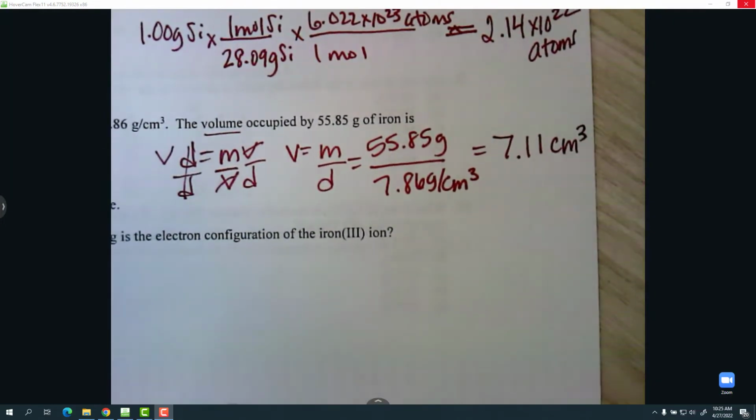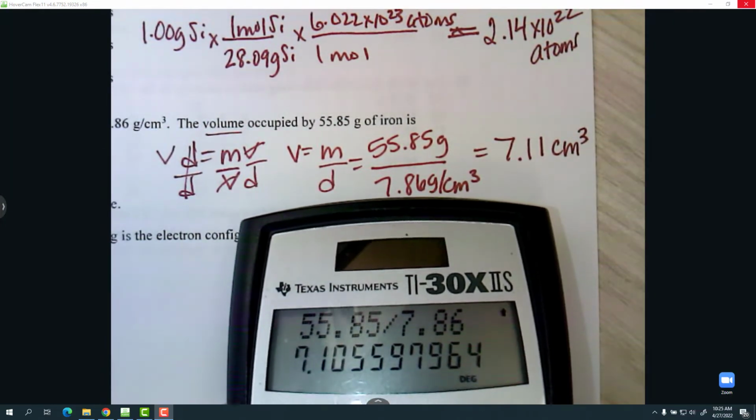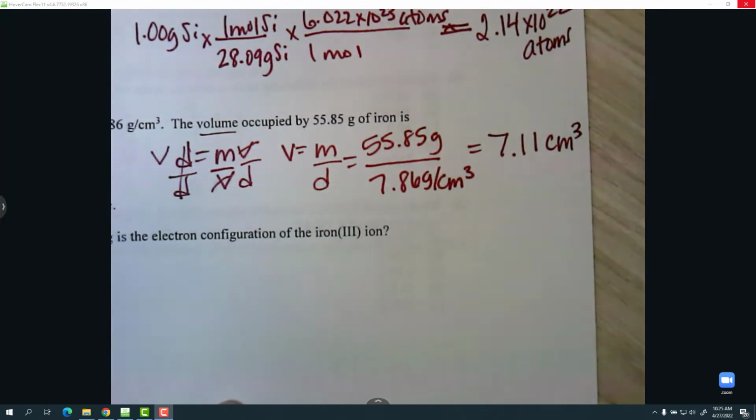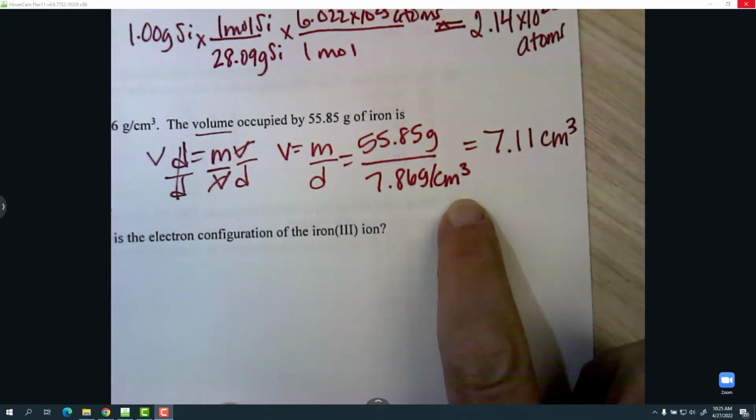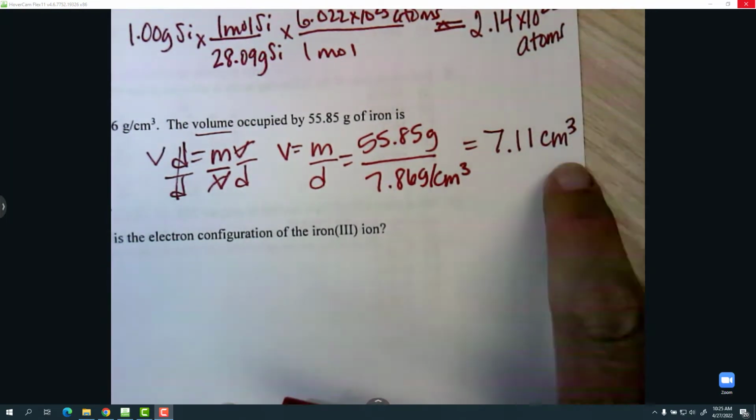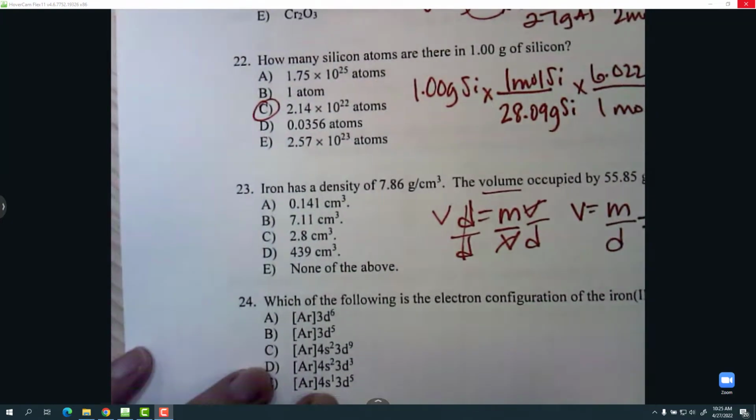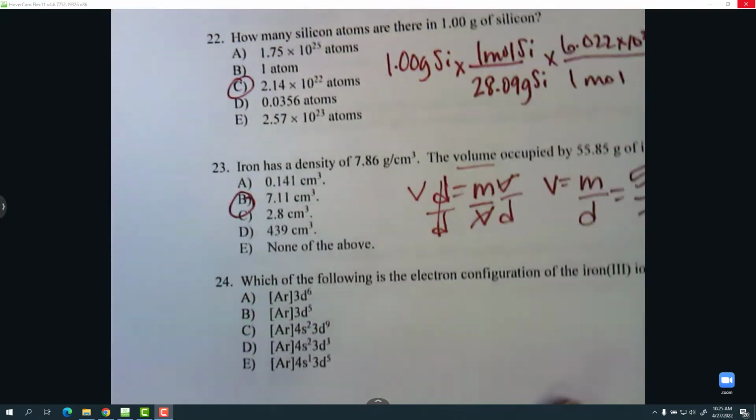I got 7.105, so I rounded that to 7.11 centimeters. The centimeters in the denominator of the denominator become the numerator, so 7.11 centimeters cubed.